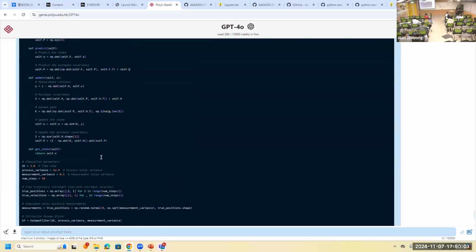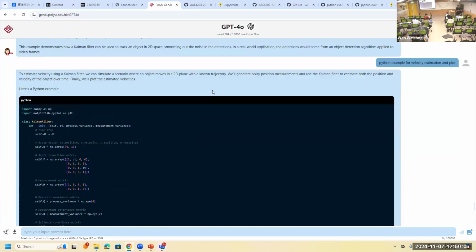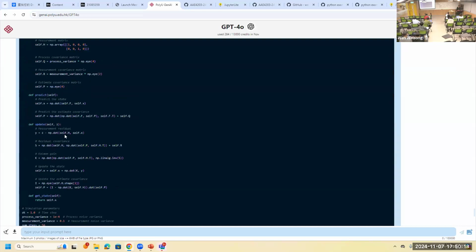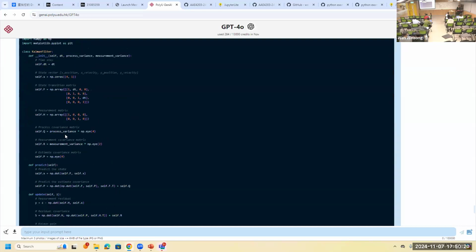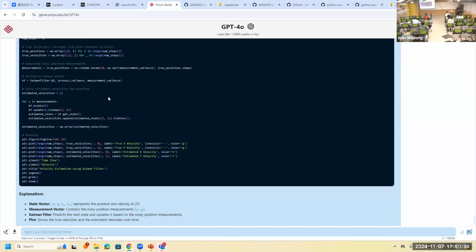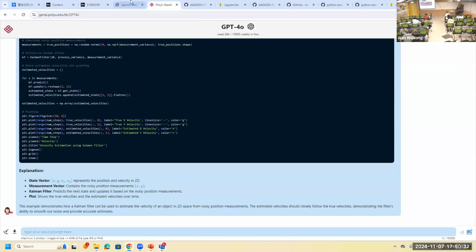Okay, so I just asked ChatGPT to provide a Python example for the velocity estimation only, and plot the results. So it will provide this example. The state here includes the position and velocity in the x and y directions. It's very similar to our previous example.